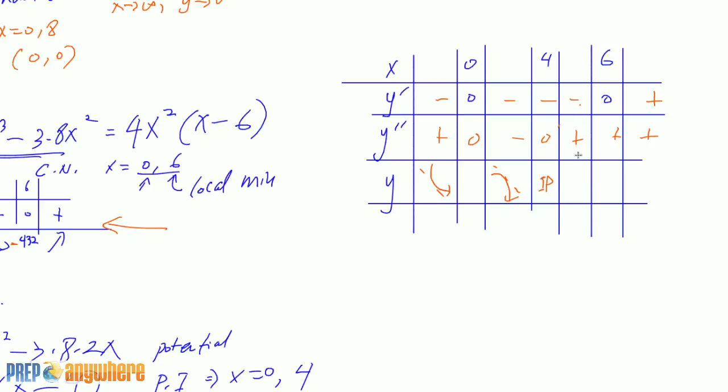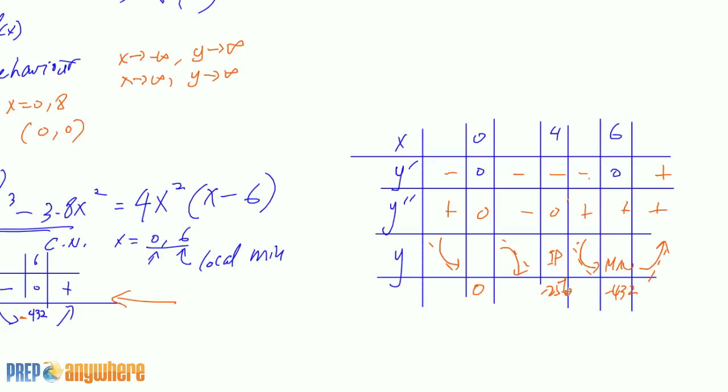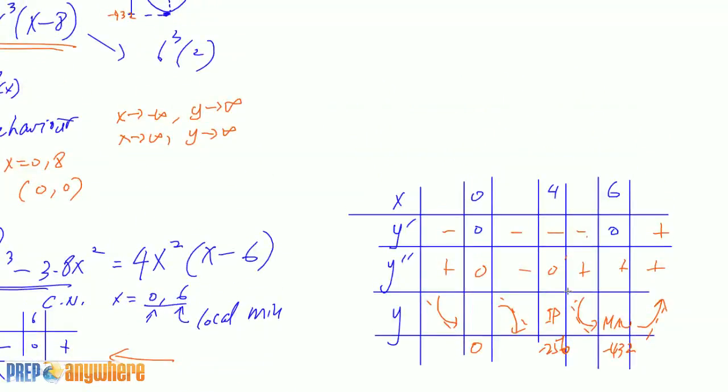And it's going down and going up again, so it's doing this, going down but concaving up. And then it's going up, concaving up. So it's a minimum. So we already found these values. This is minus 432. This was 0. And at 4, we got 256. Okay, great.